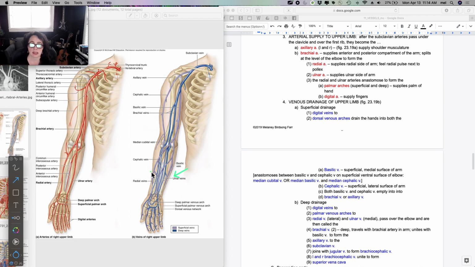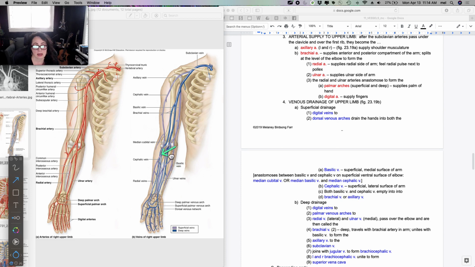So the basilic is on the medial side. I always remember basilic boob side. Blood is flowing up through the basilic vein on the medial side, and it's superficial. It's on the medial surface of the arm. There is an anastomosis or two between the basilic and the cephalic vein. So the basilic goes all the way up and generally dumps close to the axillary. It can dump into the brachial if it wants to.